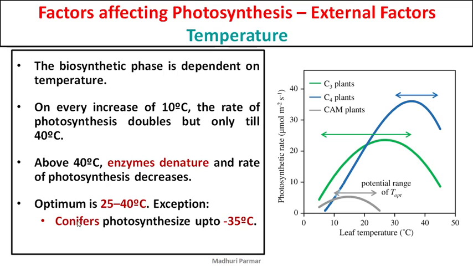Conifers are the plants you see in very cold climates. In conifers they can photosynthesize down to minus 35 degrees Celsius. They are living in snow, in very cold climate, so they are adapted to it, and they can even do photosynthesis at minus 35 degrees Celsius. Another exception is Opuntia, which is a type of cactus. It can photosynthesize even at 55 degrees Celsius, and hence you can see a lot of cacti in the desert also. Have you seen that in deserts you find such cacti? So they can photosynthesize up to 55 degrees Celsius.